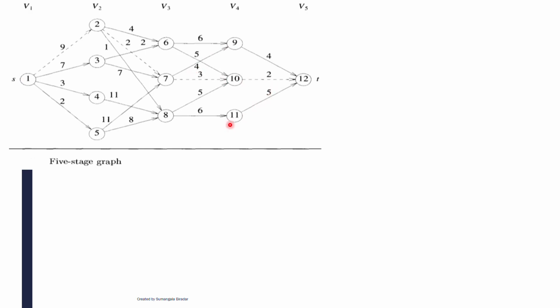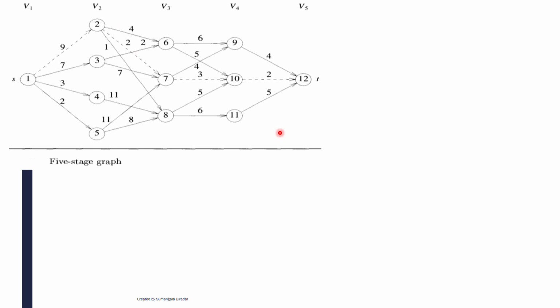Let's take one example. This is the given graph. See, it is a little bit complicated and very big graph. In this situation, we need to find a path, and that must be the minimum path, from source S to sink T. Here 1 is the source and 12 is the sink. From 1 to 12 we need to find a path, and that path must be minimum. So many paths are there.